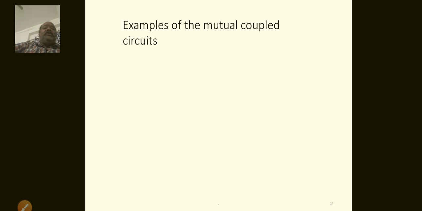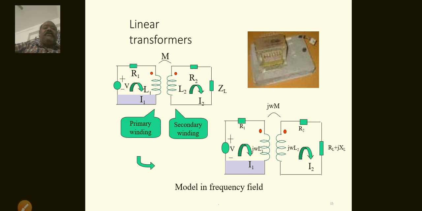Now, an example of mutually coupled circuits is the linear transformer, a good example. Here L1 and L2 are the primary winding and secondary winding, with R1 the internal resistance of coil 1 and R2 the internal resistance of coil 2. V is applied at the primary, and finally ZL is there, which is called the load. The load is connected on the secondary side. Current I1 flows through the primary and I2 through the secondary, like the frequency domain model. This is the linear transformer.